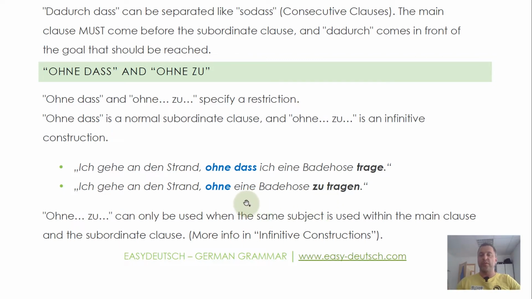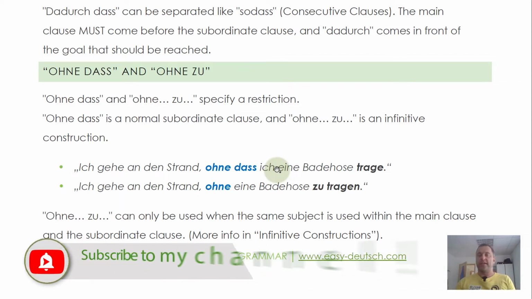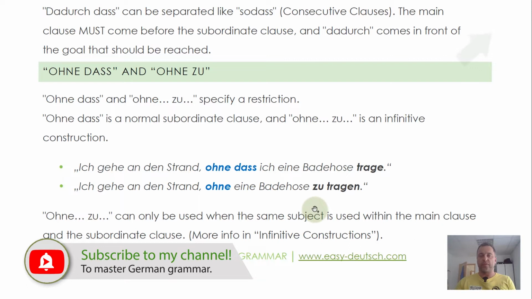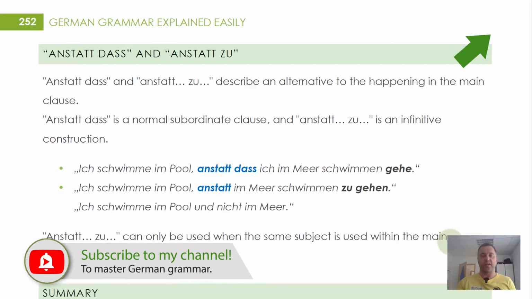I would say use the one you're more familiar with, the one you think is easier, but there is the condition that you can only use this version if there's actually the same subject in the main clause and in the subordinate clause. So that's a main condition for all infinitive clauses. Again, I will link the video about this in the info cards, so there you get all the information about this. Let's continue here with the modal clauses.